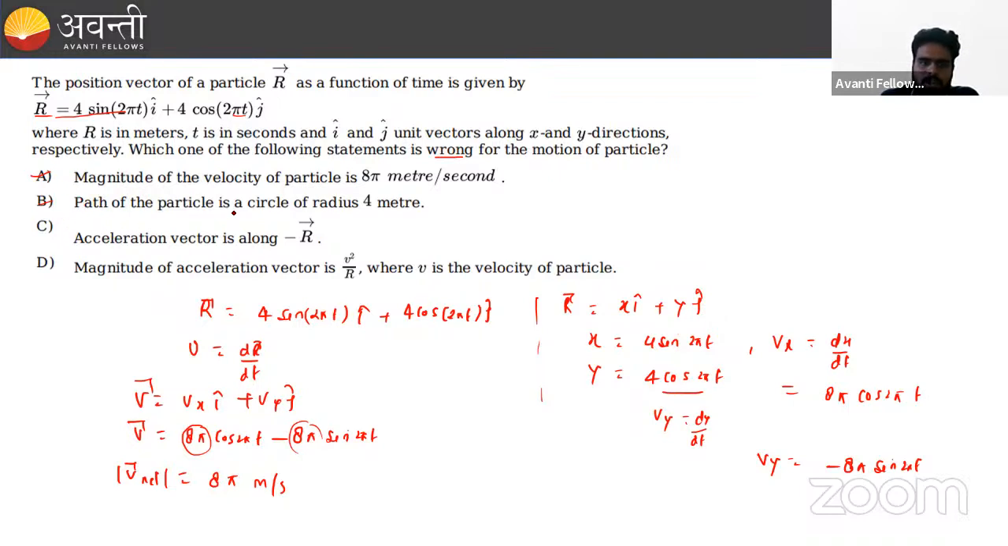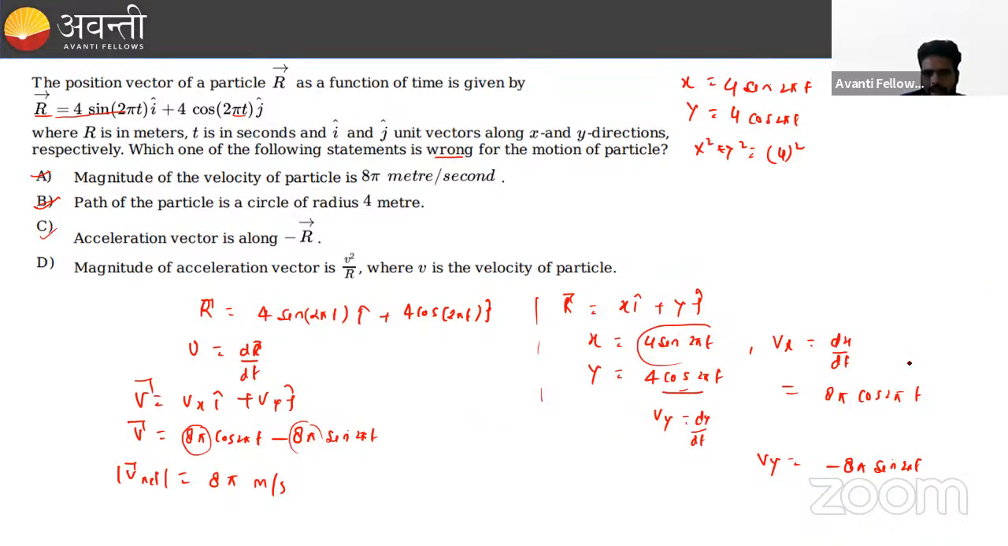Let's move further. Next option, the path of the particle is a circle. How can we check the path? Just write down x and y and try to set a relation about the trajectory. If we observe this data, 4 sine 2 pi t and 4 cos 2 pi t, and we add the squares of both equations, we get x square plus y square equals 4 square, and this is the equation of a circle having radius 4. So option B is also right here.